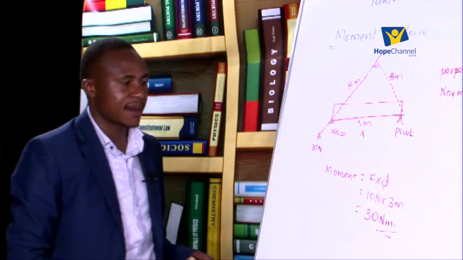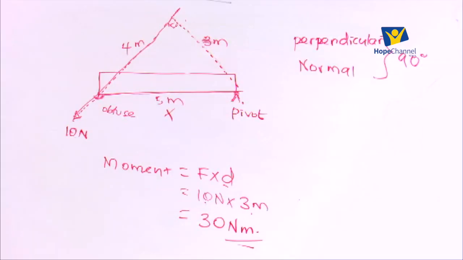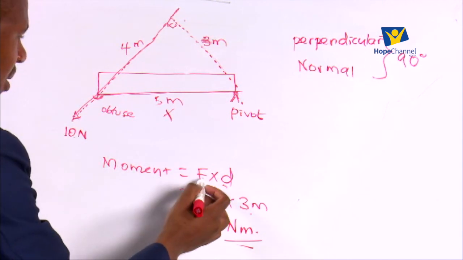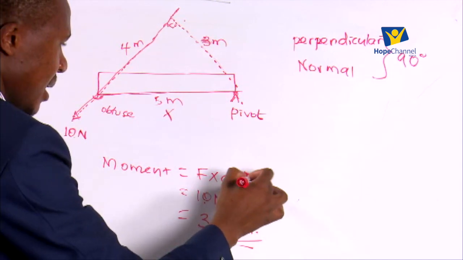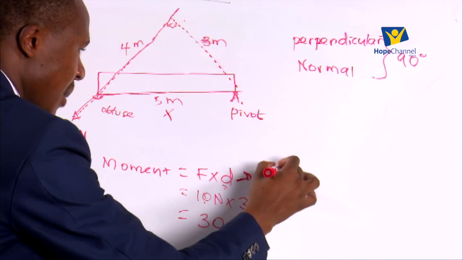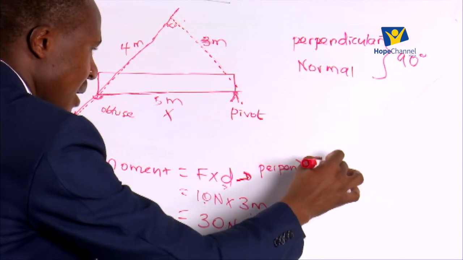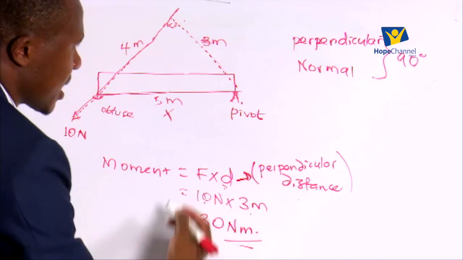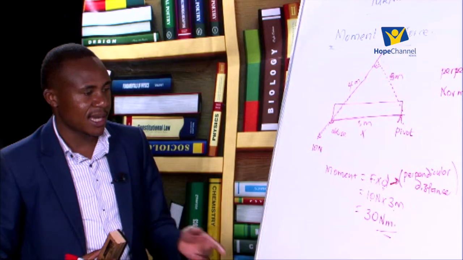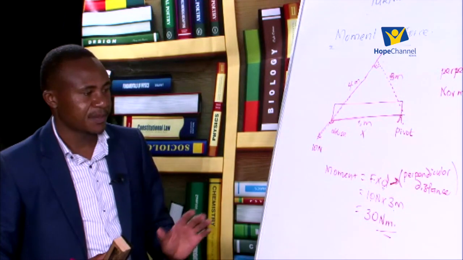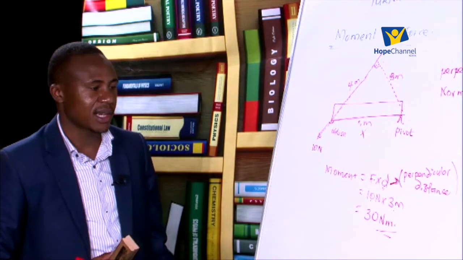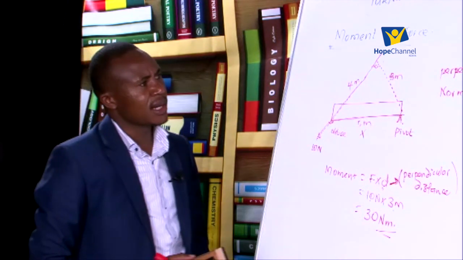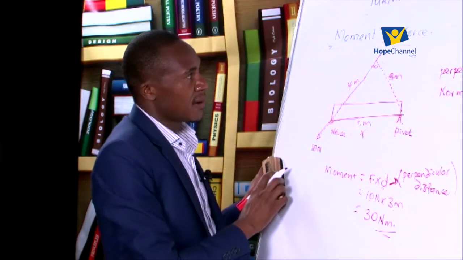So for all the cases then, we strictly need the perpendicular distance between the line of action of the force and the point of support, not just distance. As much as we're writing in the expression that we have force times distance, always have it in mind that this must be a perpendicular distance and not just any other. The perpendicular distance between the line of action of the force and the point of support. If we have it, then finding the moment of a force is not a problem. We do a multiplication, then we get the value. So in short, that is what we call the moment of a force.